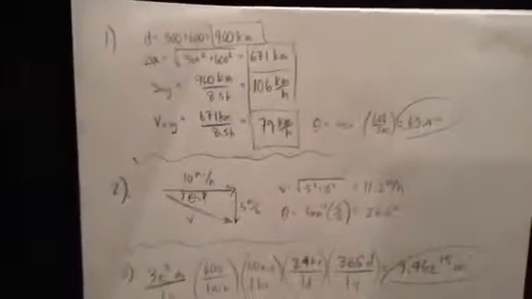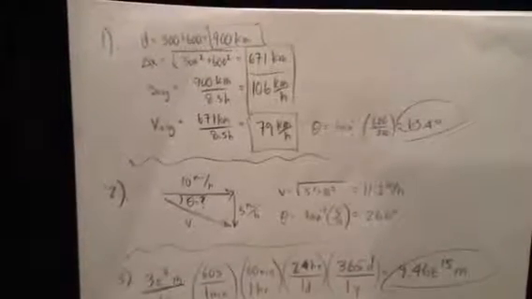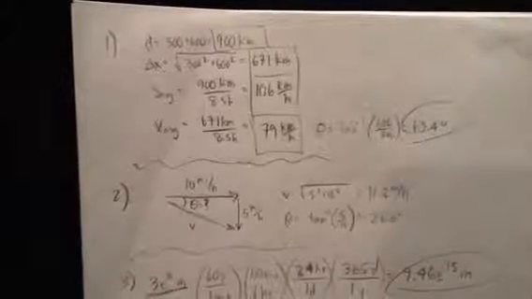Okay, as promised, these are the solutions to the final review. I solved them on paper and I'm going to kind of just scroll through them here. Number one, the distance was 900 kilometers. You just add the two distances together.